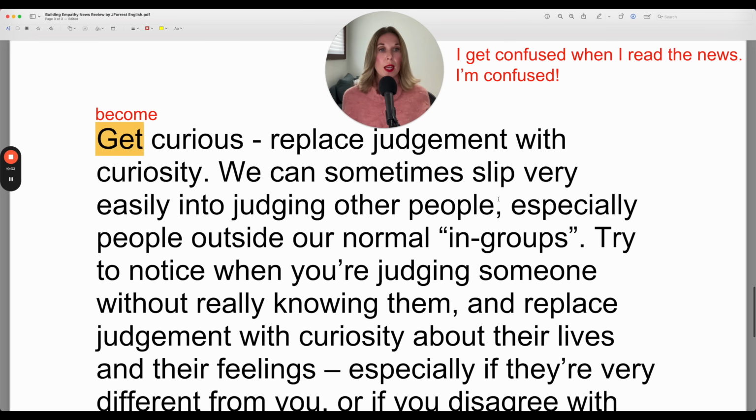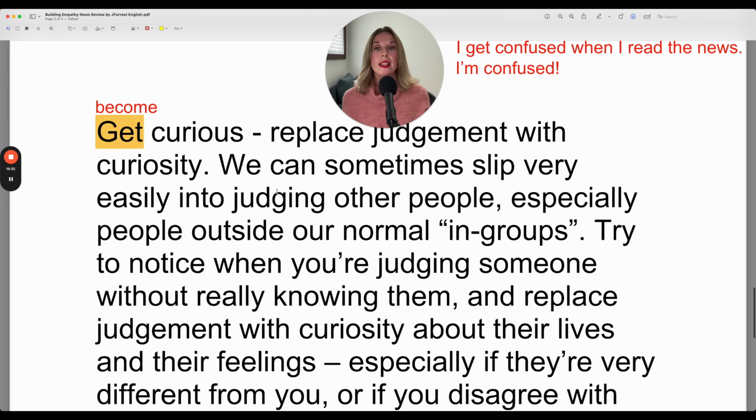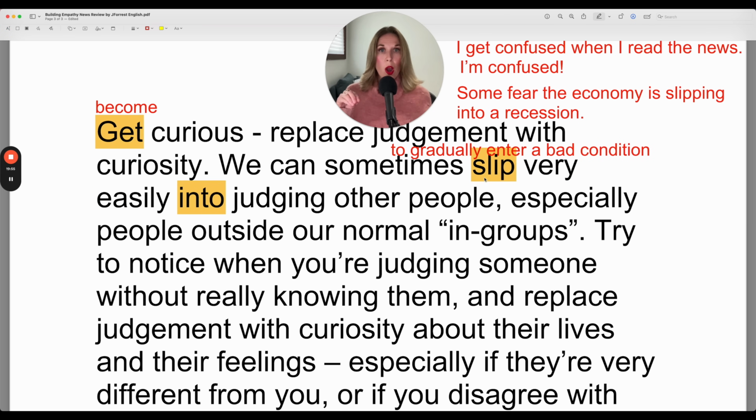We can sometimes slip very easily into judging other people. What do you notice about the verb slip? Is it a regular verb? What is it? It's actually a phrasal verb, but it can be difficult to identify phrasal verbs when the preposition is separated from the verb. In this context, slip into means to gradually enter a bad condition.